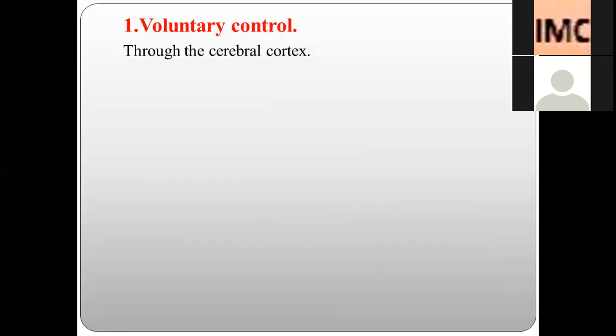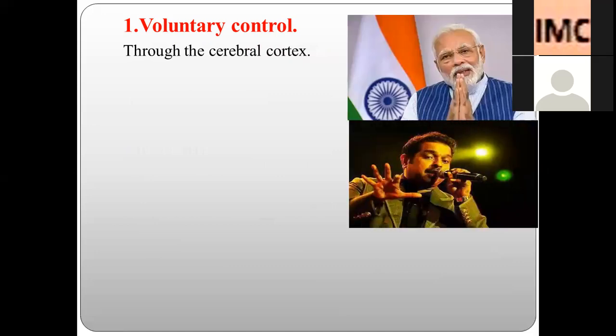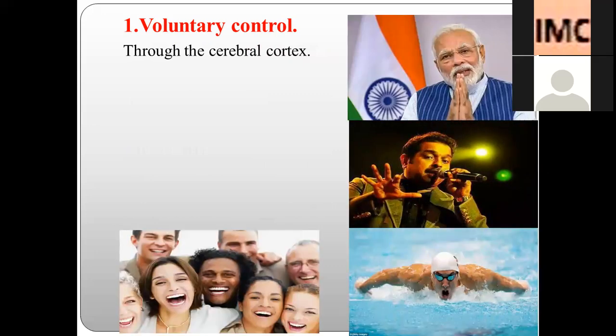What is the voluntary control? The voluntary control, of course, is through the cerebral cortex. Why we need it? These are some figures. If you concentrate on these pictures, nowadays in this lockdown, we have so many times seen Mr. Modi giving a speech. This is Shankar Mahadevan, known for his breathless singing. Singers making records, and sometimes we laugh for minutes together. How is it possible? During each of these acts, you have to control the respiration voluntarily.